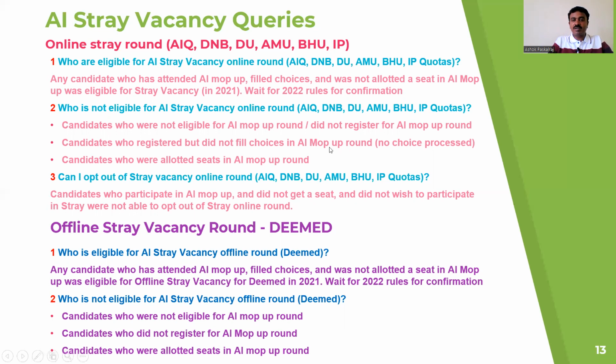Candidates who registered but did not fill choices, we said the same choices will be taken up, so no choices are processed there. And candidates who were allotted a seat in all India mop-up. These 3 categories are not eligible for the all India stray vacancy round.